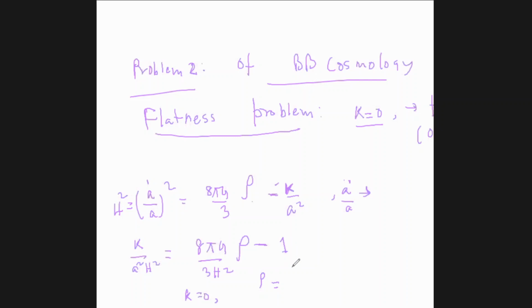3H square by 8 pi G. This is called the critical energy density, rho critical. That means if k equals 0, then the universe's energy density actually has to be rho c, 3H square by 8 pi G. Otherwise, you will not have k equals 0, right, from this equation?